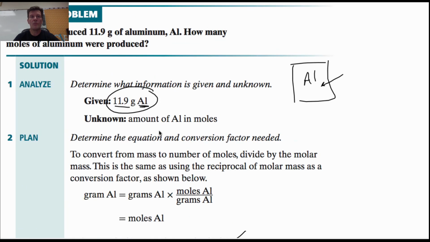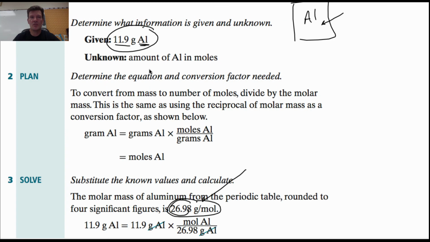Well, we obviously have more than 1 mole. Sorry, we have less than 1 mole because we have 11.9. We don't have 26.98 grams. We only have 11.9. So we have less than 1 mole. So you're going to take your 11.9 grams and divide by this molar mass.